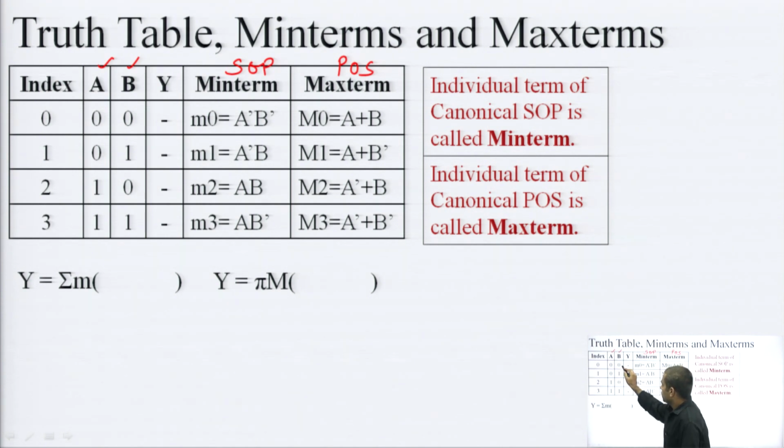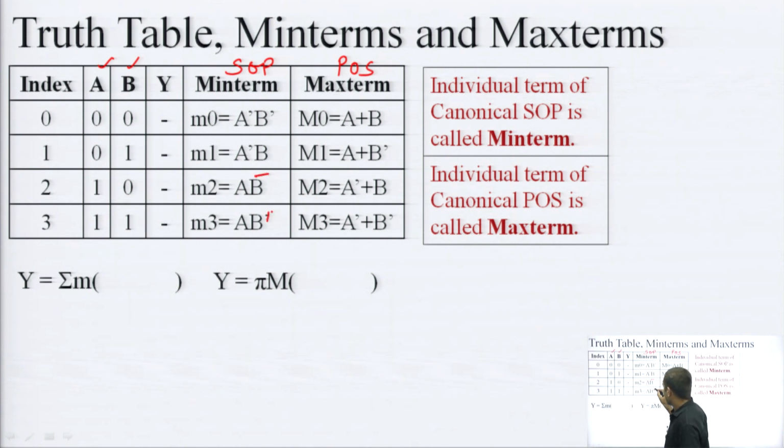A, B both are 0. I have replaced 0 with the bar version of the variable and 1 with the non-bar version of the variable. So, m naught is equal to A bar B bar. Similarly, A is 0, B is 1, so m 1 is equal to A bar B. When A is 1, B is 0, it is A B bar, and here I can see 1 1.